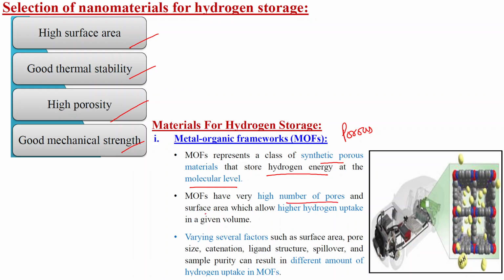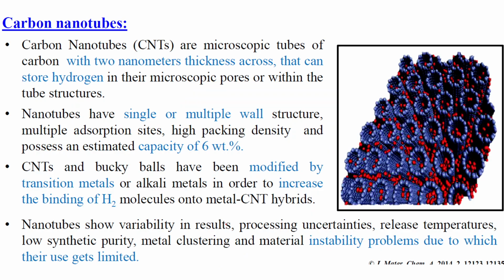MOFs have a very high number of pores and surface area, which allows high hydrogen uptake in a given volume. Several factors such as surface area, pore size, catenation, ligand structure, spillover, and sample purity can result in different amounts of hydrogen uptake in MOFs.